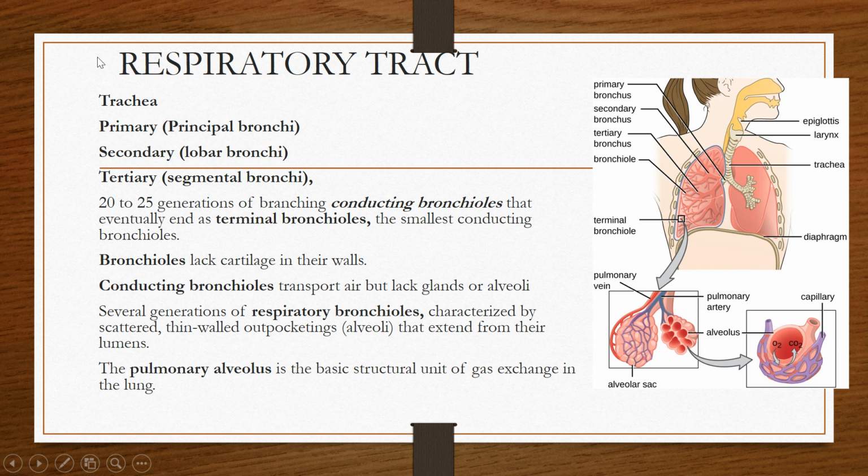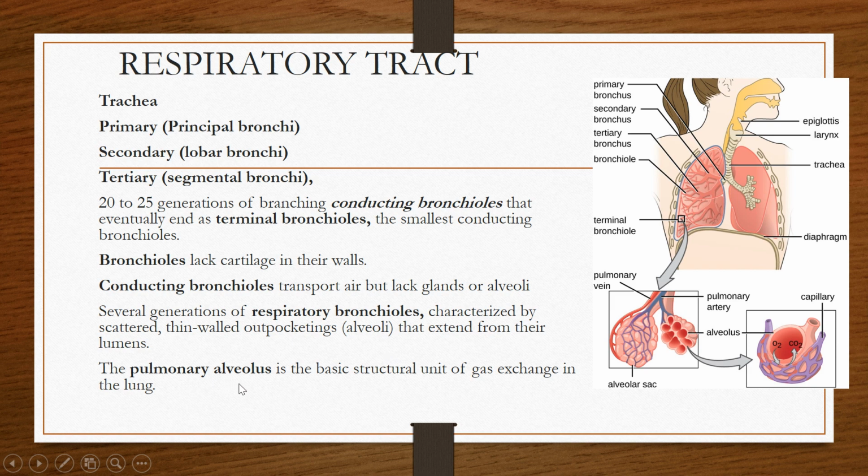I hope you have understood all these tracts. Again, trachea, primary or principal bronchi, secondary or lobar bronchi, tertiary or segmental bronchi, then terminal bronchioles, then respiratory bronchioles, which will form the alveolar duct and alveolar sac and alveoli.